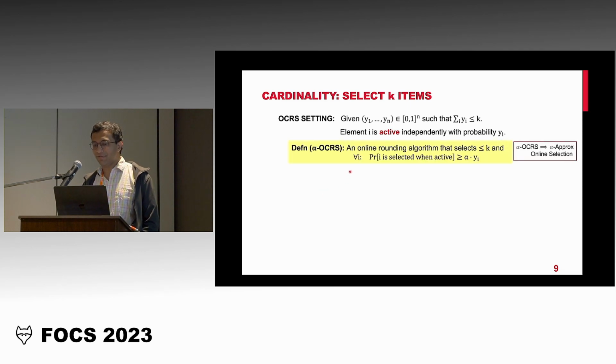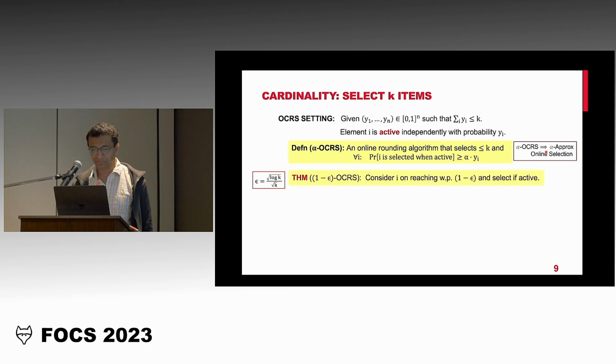While guaranteeing that for each element, it's getting selected if it's active, at least with alpha chance, like say alpha is half or something. Good. And again, as I was saying, an alpha OCRS will immediately imply an alpha approximation for my original problem.